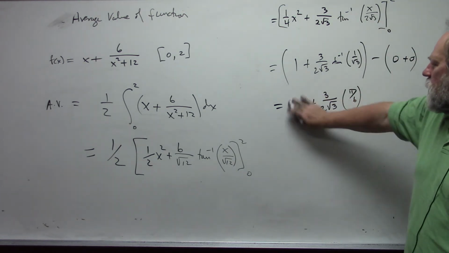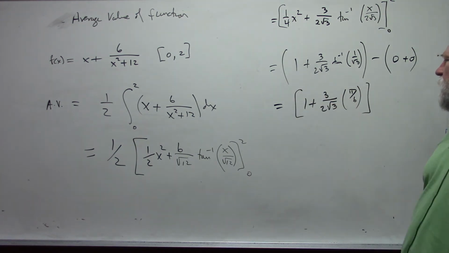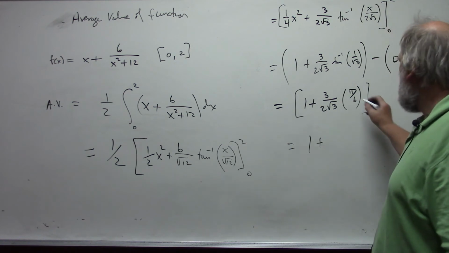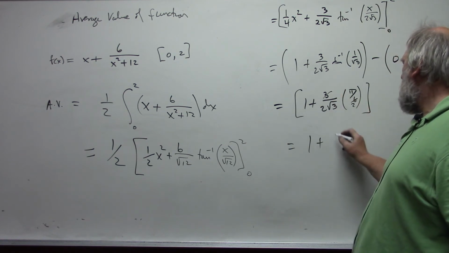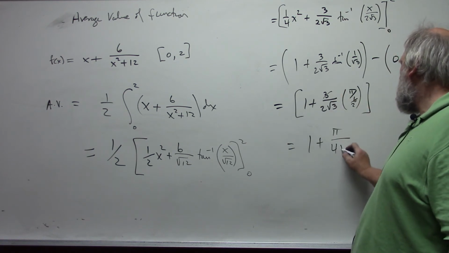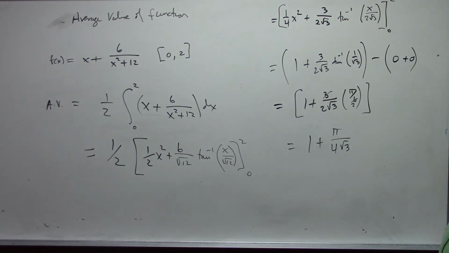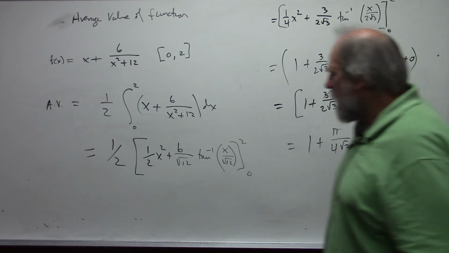And so ultimately then we get as a value 1 plus pi over 4 square roots of 3. That would be my average value. And you can get a decimal approximation of that, put it in a calculator, etc. I'll let you check that out.